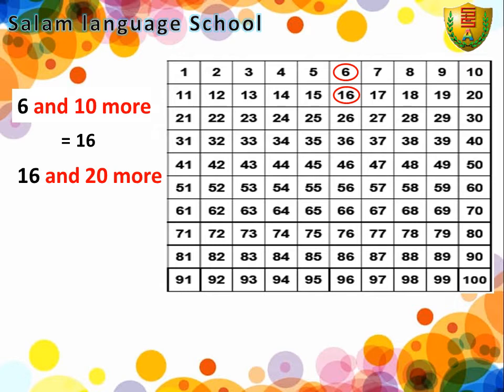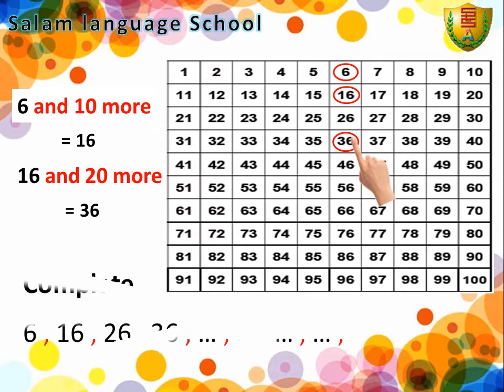16 and 20 more. Start at 16. Add 20. 20 more means we move downward 2 tens. We landed on 36. So 16 and 20 more is equal to 36.